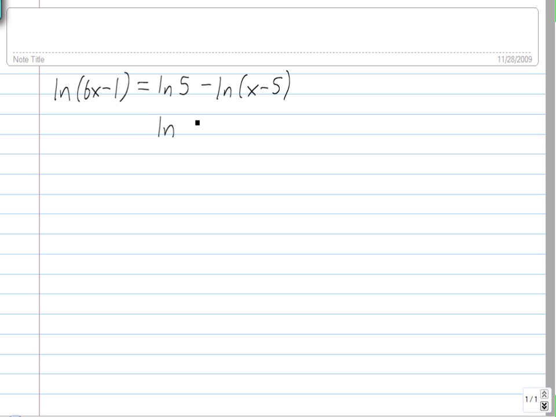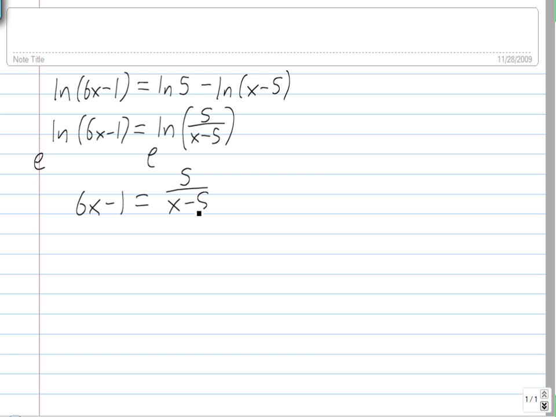So you're going to be left with the natural log of 5 over x minus 5 equals, and then you still have the natural log of 6x minus 1. Now you can exponentiate both sides with the base, which is e. So e to the natural log of something cancels out. You're just left with 6x minus 1 on the left side. The same thing happens on the right side, and you're just left with 5 over x minus 5.